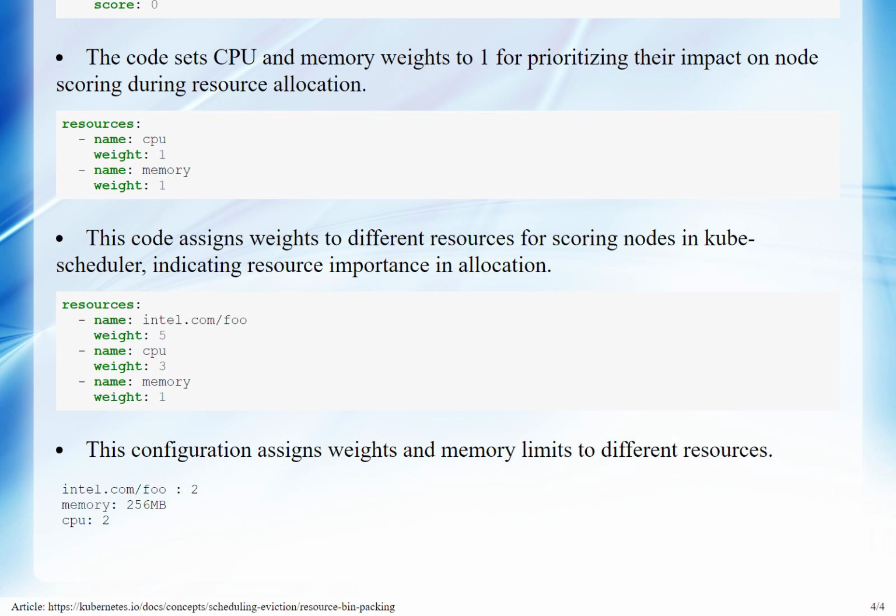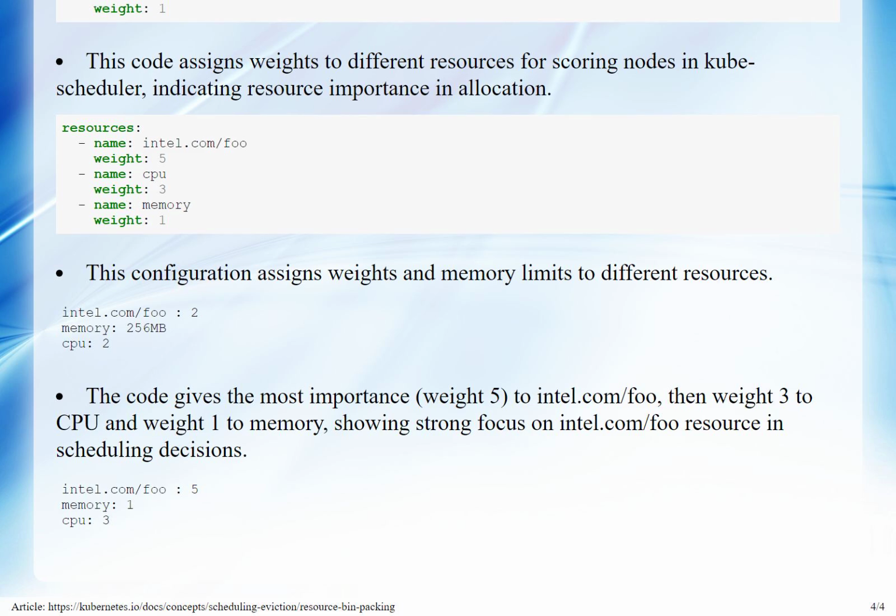This configuration assigns a weight of 2 to the resource intel.com/foo. It specifies a memory of 256 megabytes and assigns a weight of 1 to both the CPU and memory resources. This code snippet assigns the highest weight, 5, to the resource named intel.com/foo, followed by a weight of 3 for the CPU resource and 1 for memory. This suggests that the scheduling decisions heavily prioritize the availability and allocation of the intel.com/foo resource over CPU and memory resources.